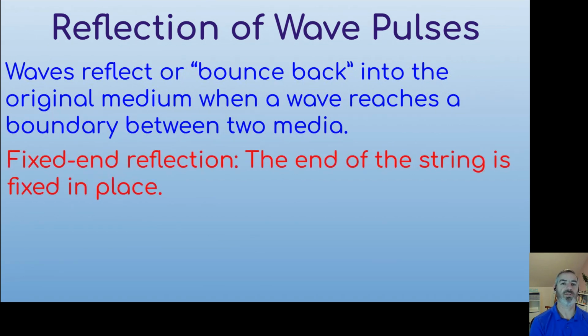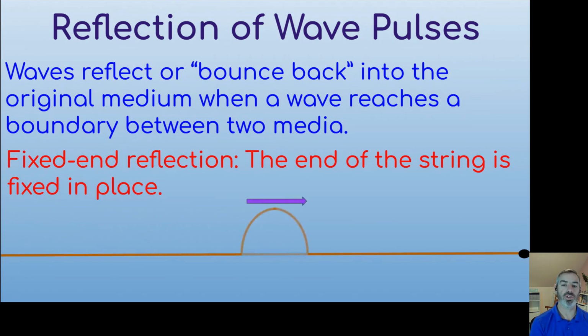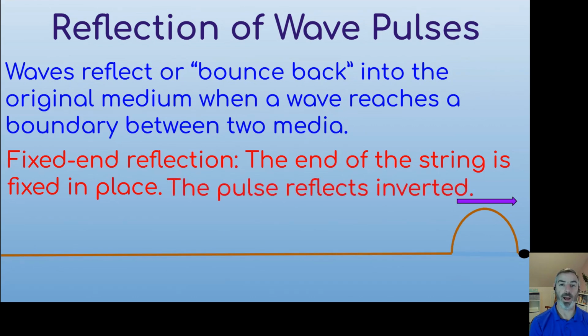So a fixed end reflection is when the end of the string is fixed in place. So you can see this black dot is going to be our fixed end and does not allow the string to move. So as a pulse approaches that, since the end of the string is not able to move, the pulse reflects inverted, or on the opposite side, and ends up traveling on the opposite side of the string.